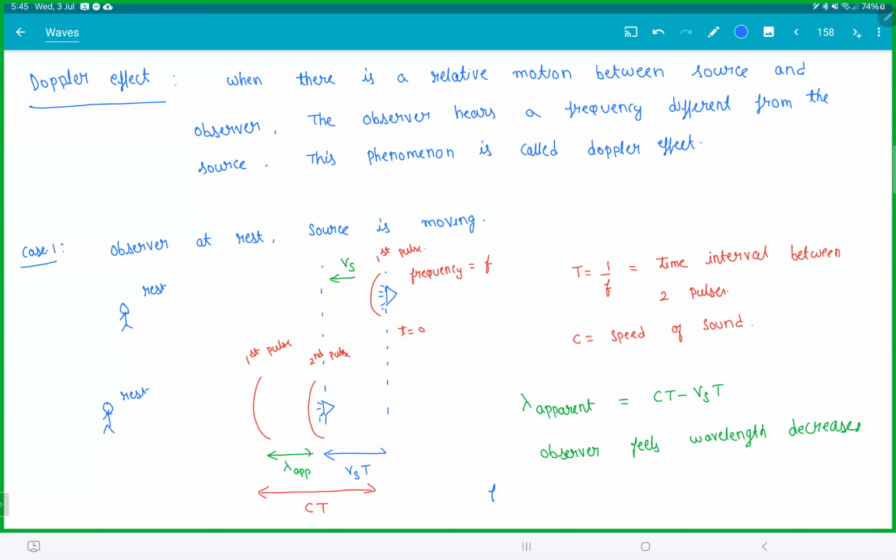Now if you use the formula f apparent, which is nothing but the speed of sound by lambda apparent, this would be c by (c minus Vs) into T. T is nothing but 1 by f. So we get c f by (c minus Vs), that is, c by (c minus Vs) into f. So this person actually hears the frequency as more. If you're sending a wave with 100 hertz, he will think it is maybe 110 hertz. This is happening because the waves are getting more clustered. He's sending them closer.